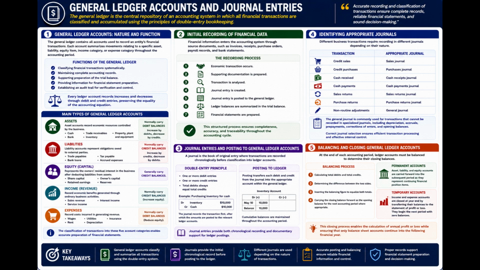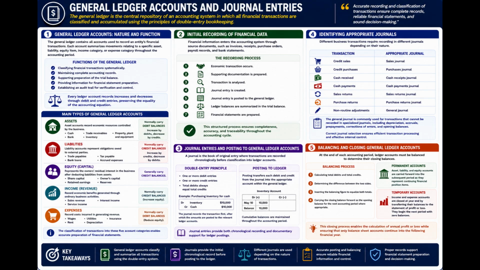The general ledger is the central repository of an accounting system in which all financial transactions are classified and accumulated using the principles of double-entry bookkeeping. Journal entries provide the initial formal record of transactions before they are transferred, posted, to individual ledger accounts. Together, journals and ledgers ensure that accounting records remain complete, accurate, and capable of producing reliable financial statements.